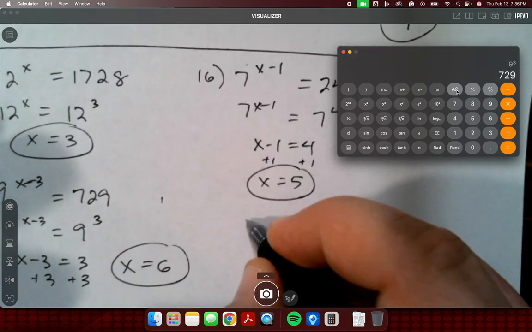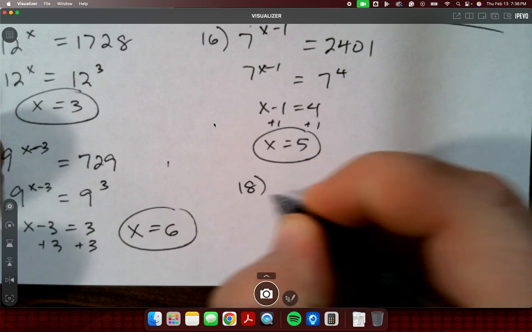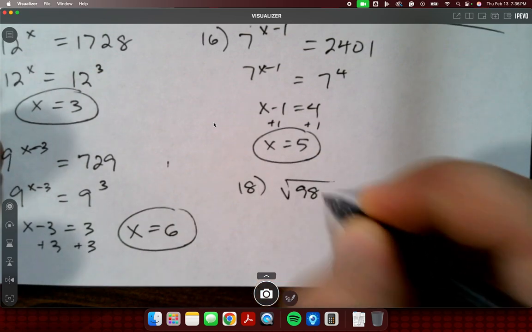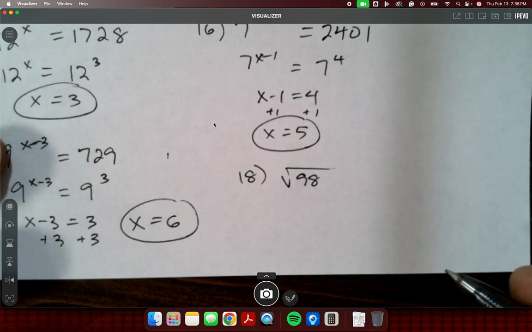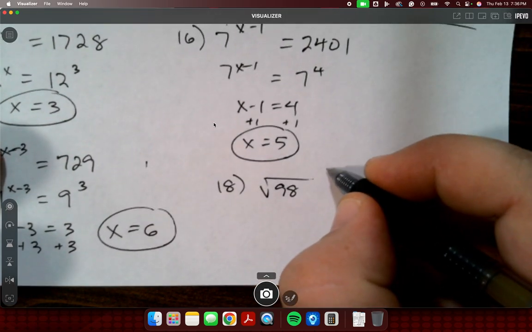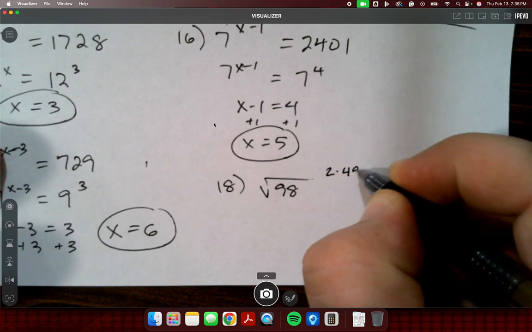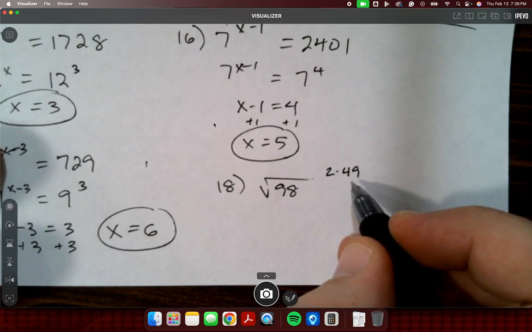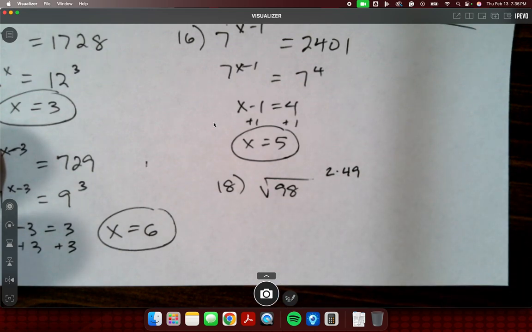Okay, 18, we are asked to simplify these radicals. So remember, what you got to do is think of the factors of this number and then see which of these factors has or is a perfect square. So like I know 98 is even, so I can say 2 times 49. And that's probably our winner right there, because that's a big number, relatively speaking, as far as factors. It's a perfect square. But just in case, we'll keep going.